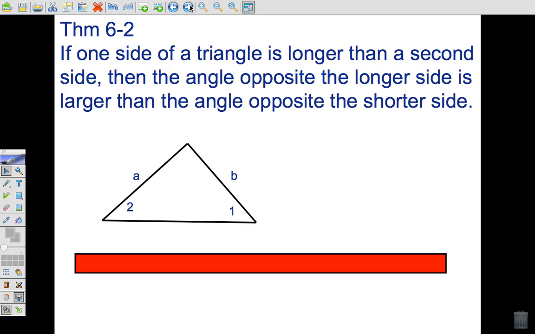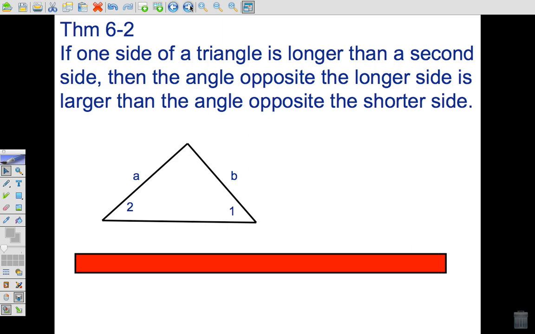All right, so if we have one side of a triangle that is longer than a second side, then the angle opposite the longer side is larger than the angle opposite the shorter side. And really, if you reason through this, this would make sense. The problem is just really understanding it to start with.